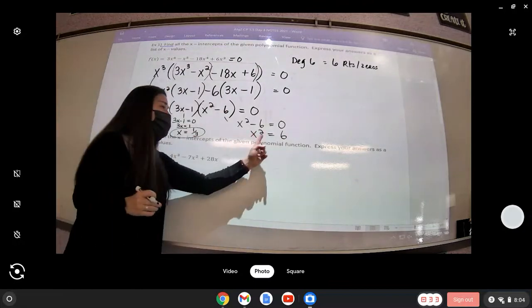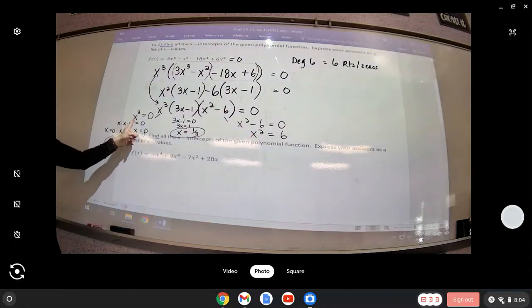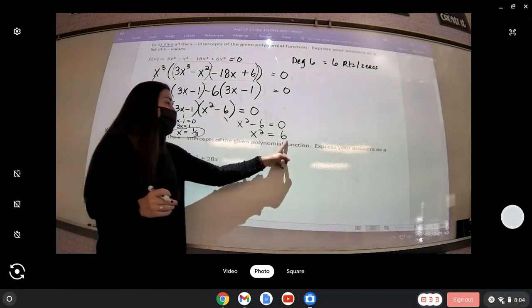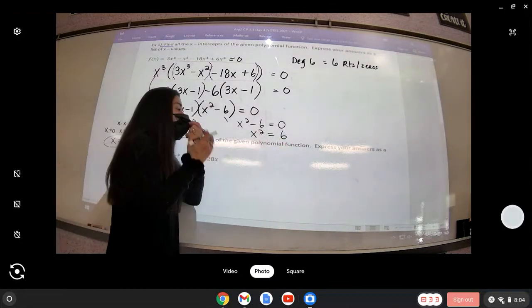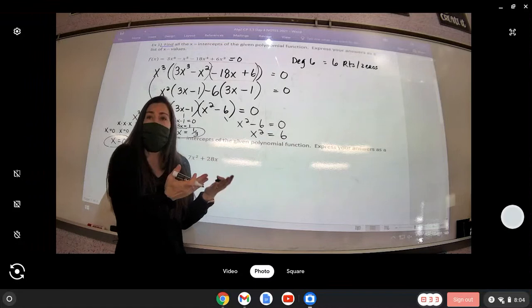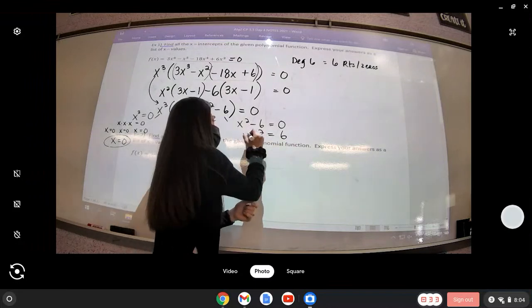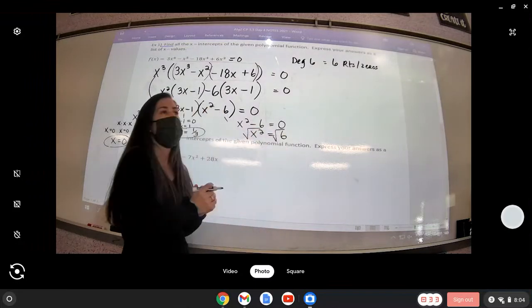Now I can't do this x times x anymore because I could do it here because it was equal to 0. This isn't equal to 0, it's equal to 6 now. So like normal, how do we solve a quadratic? How do we unsquare something? Let's square root both sides.